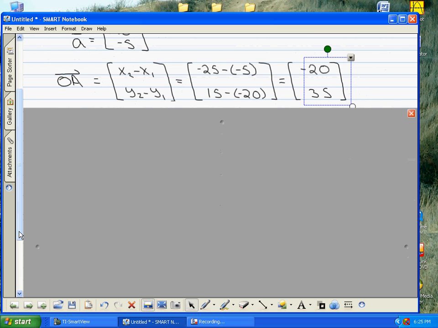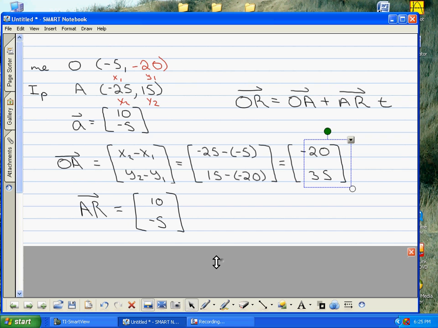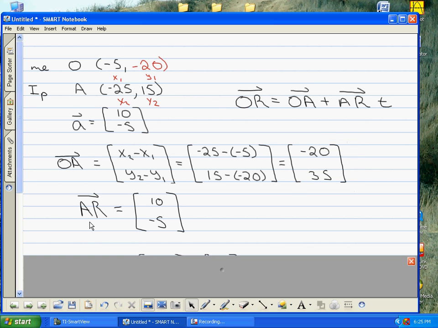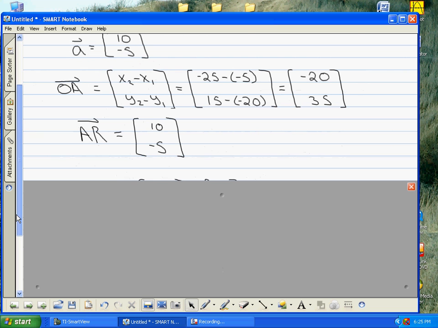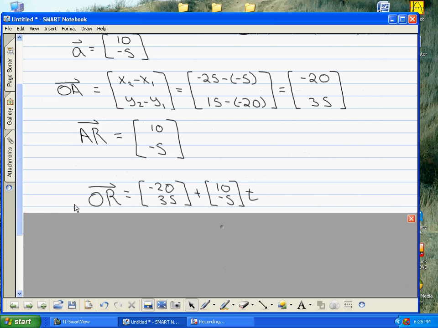Again, hit the pause button if I'm talking too fast. Now, AR is my velocity vector. I don't have to compute it because the boat is traveling at 10, negative 5. When I take this value and this value and plug them into that equation, I come up with the position vector OR is equal to negative 20, 35 plus 10, negative 5 t.